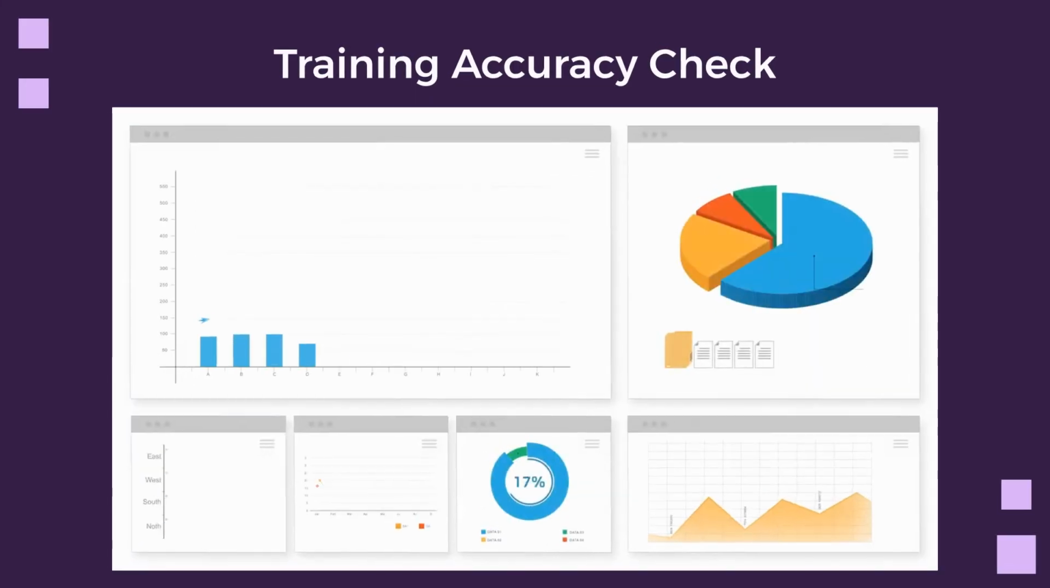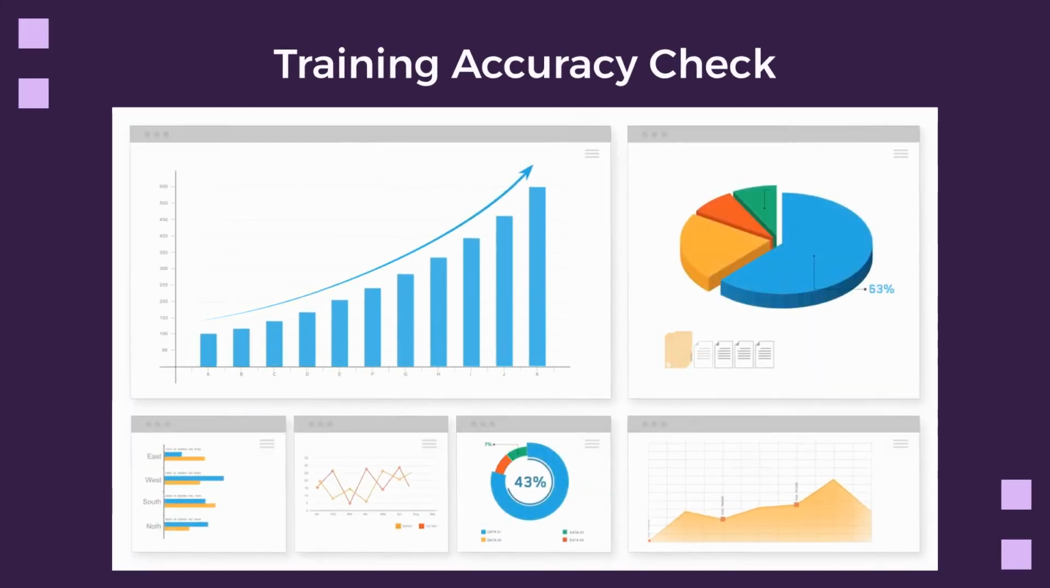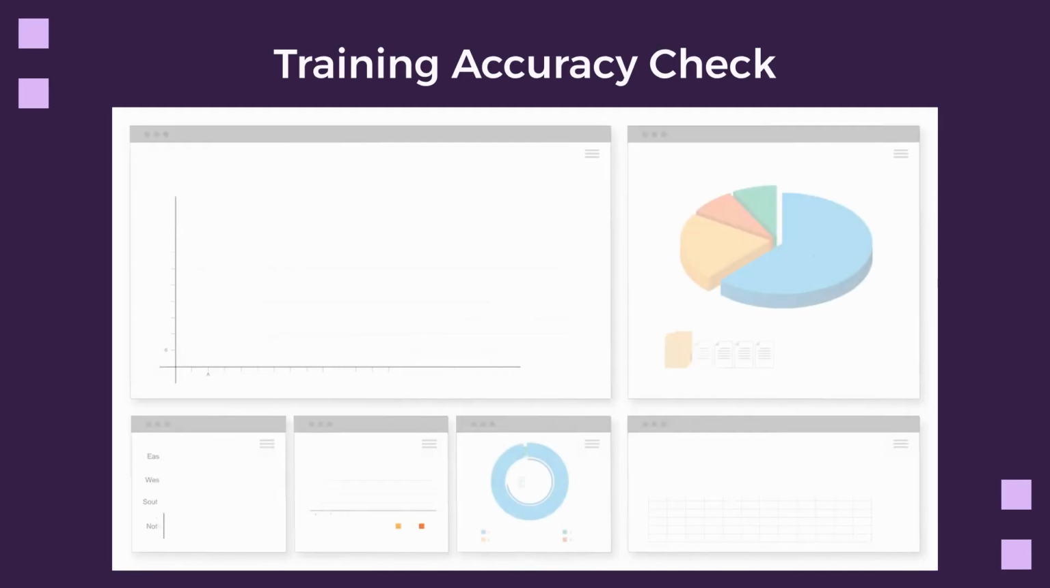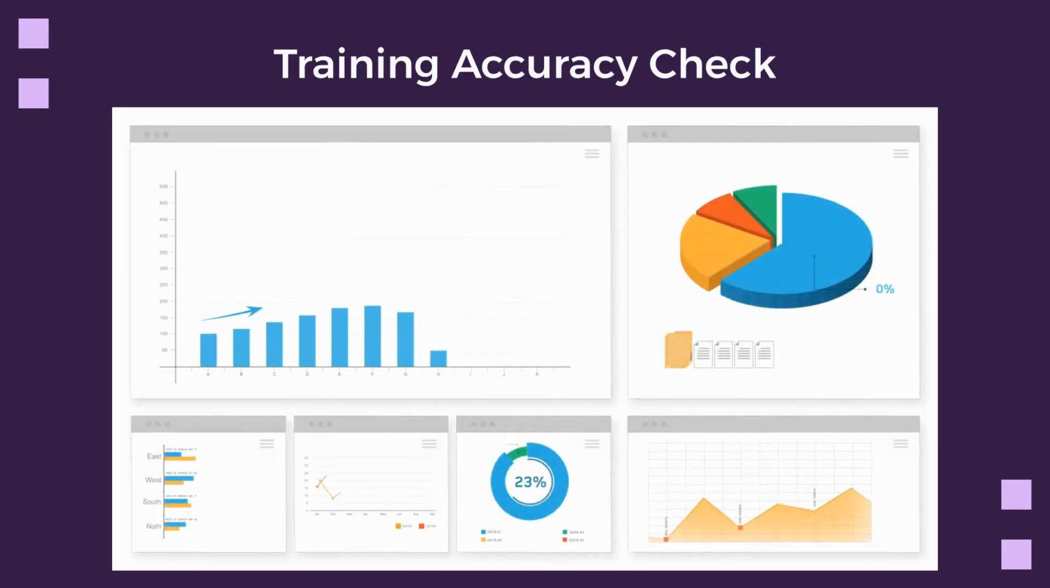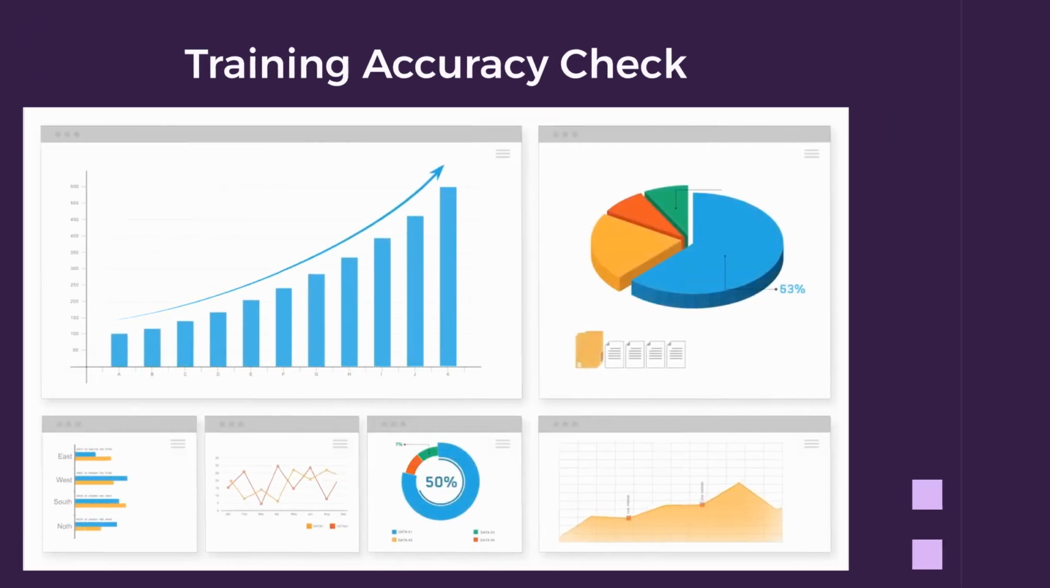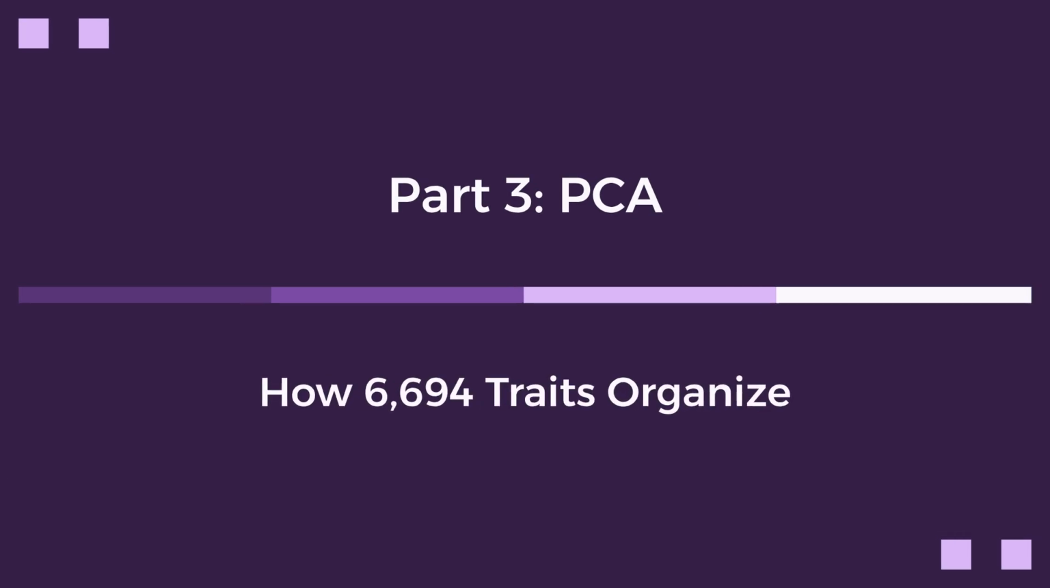When we loop through all 44 models, most score above 95% on their training data. But this is just a sanity check. The real test is seeing if the classifier can recognize items it has never seen before, which we tackle in the next video. Next, we run a principal component analysis to visualize how the nearly 7,000 traits organize themselves.